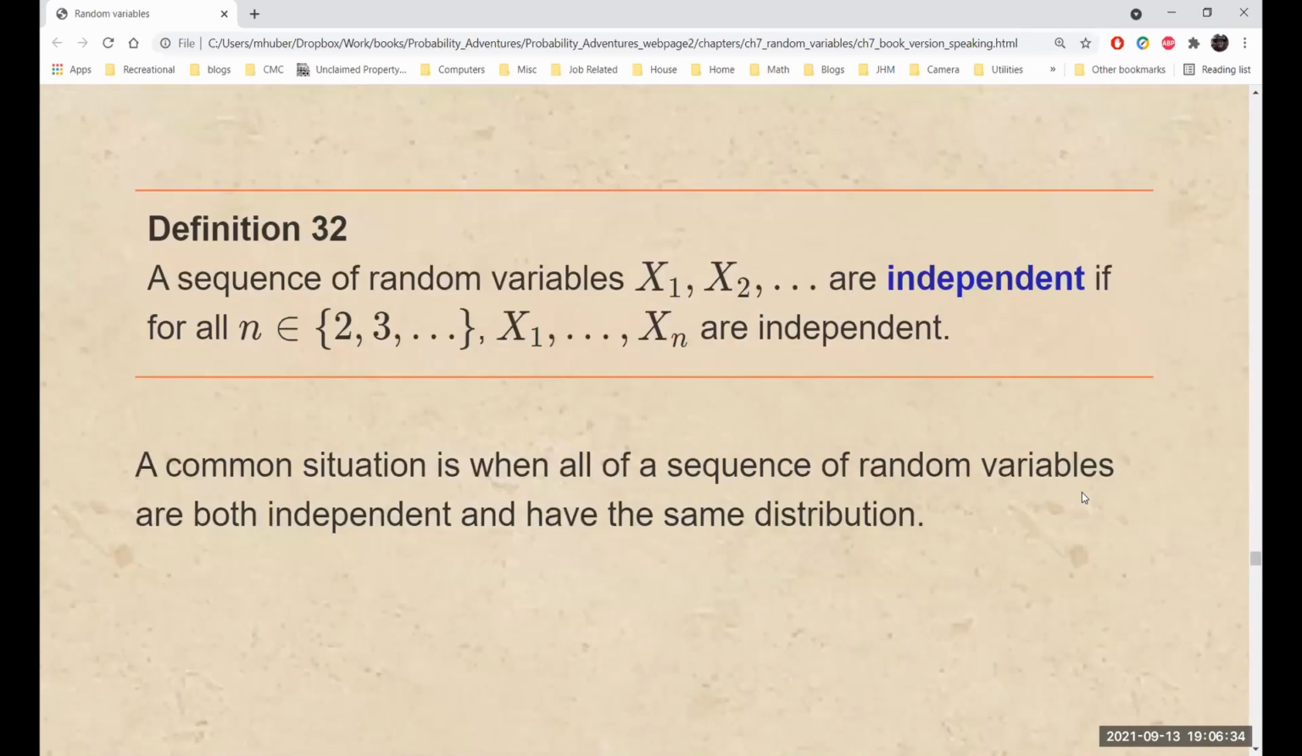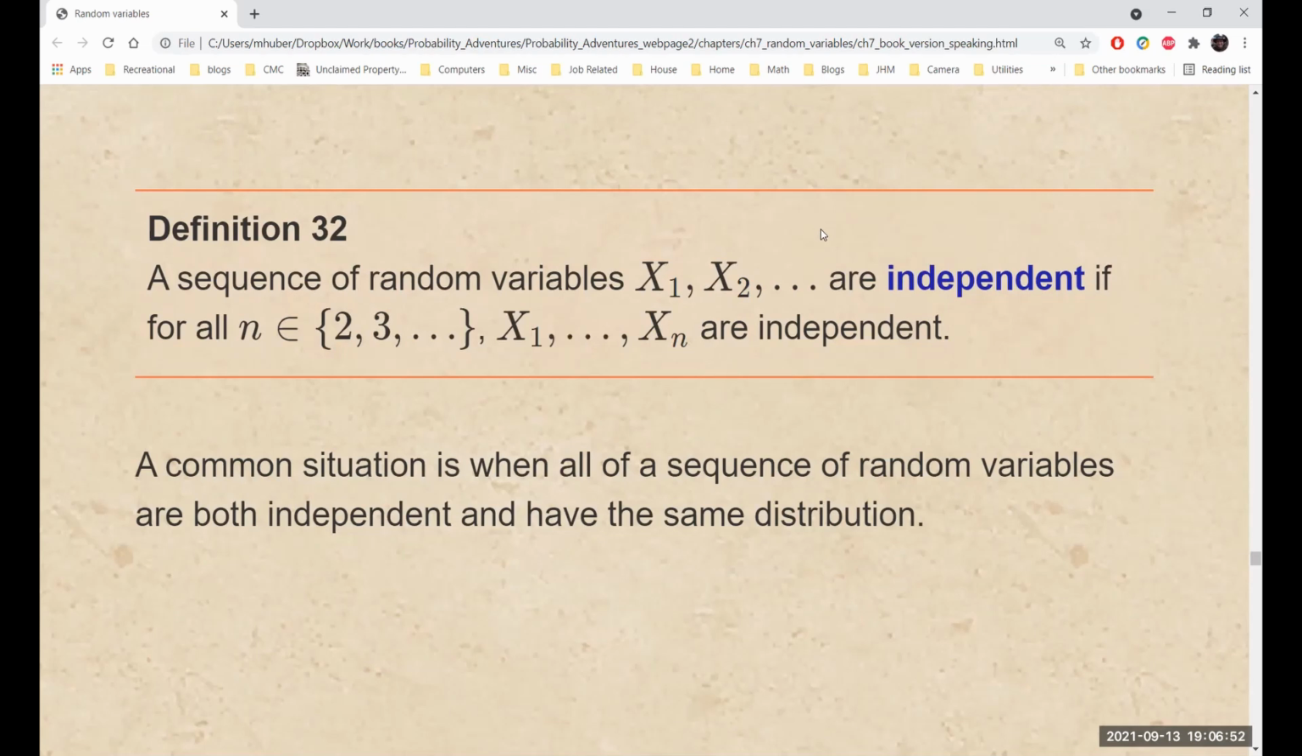Extending this to a countable sequence, a sequence of random variables X sub 1, X sub 2, etc., are independent if for all n in 2, 3, etc., X1 up through Xn are independent.